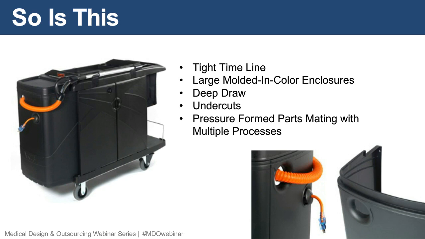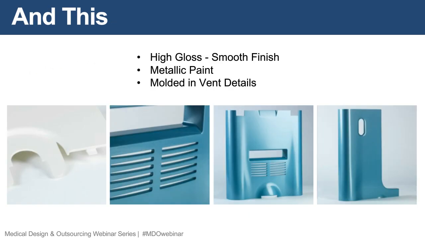The production of this unit had to take place in a matter of weeks rather than months, so tooling up and getting into production on a tight timeline was critical. And this. High gloss, smooth finish, metallic paint, molded in vent details, interlocking attachment points. These are all possible with pressure forming.